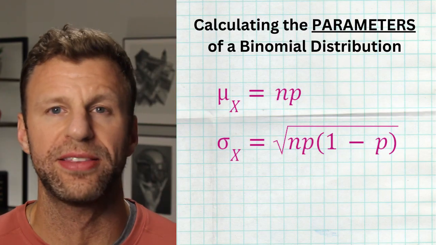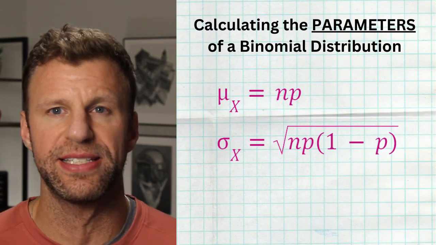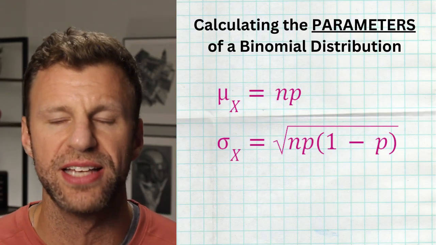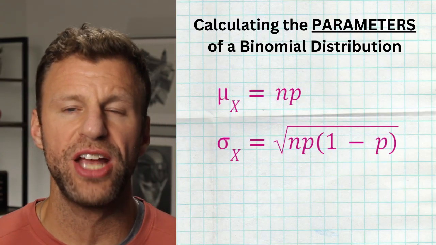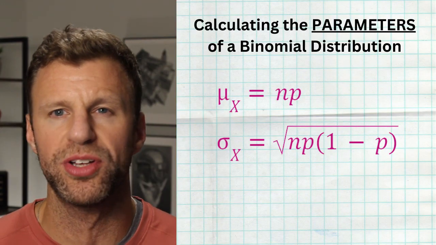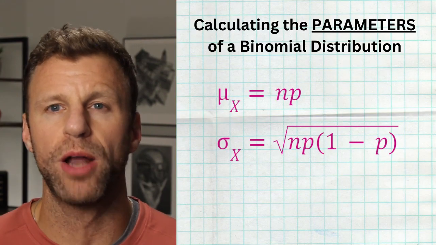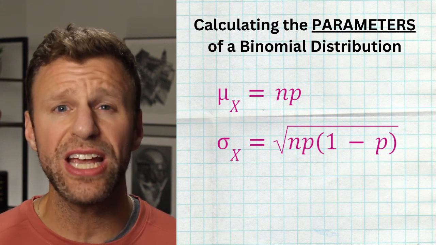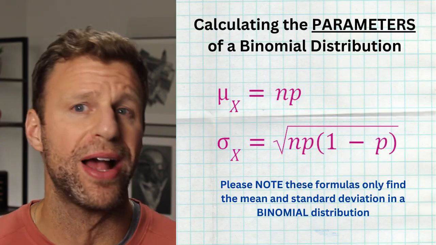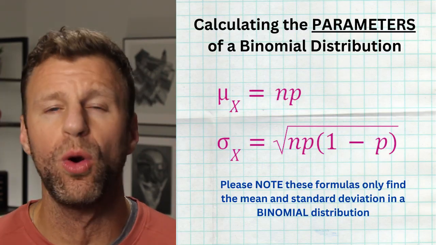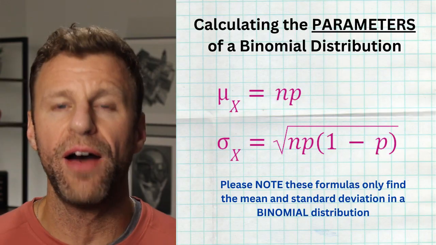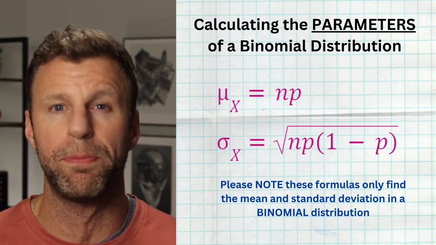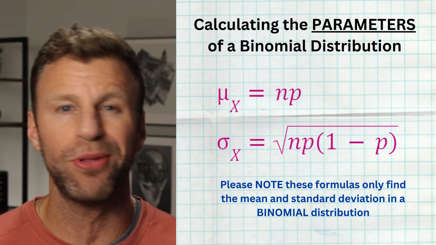The formula to calculate the mean of a binomial distribution is simply n times p. N is your set number of trials, p is your probability of success. And then the formula to calculate the standard deviation is a giant square root, and inside that square root is n times p times 1 minus p, which is the probability of failure. Now, please note that these formulas don't work anytime you're asked to find a mean or standard deviation. They only work if you're finding the mean or standard deviation of a situation that you officially have deemed a binomial distribution or a binomial problem. So please don't blindly use these formulas.